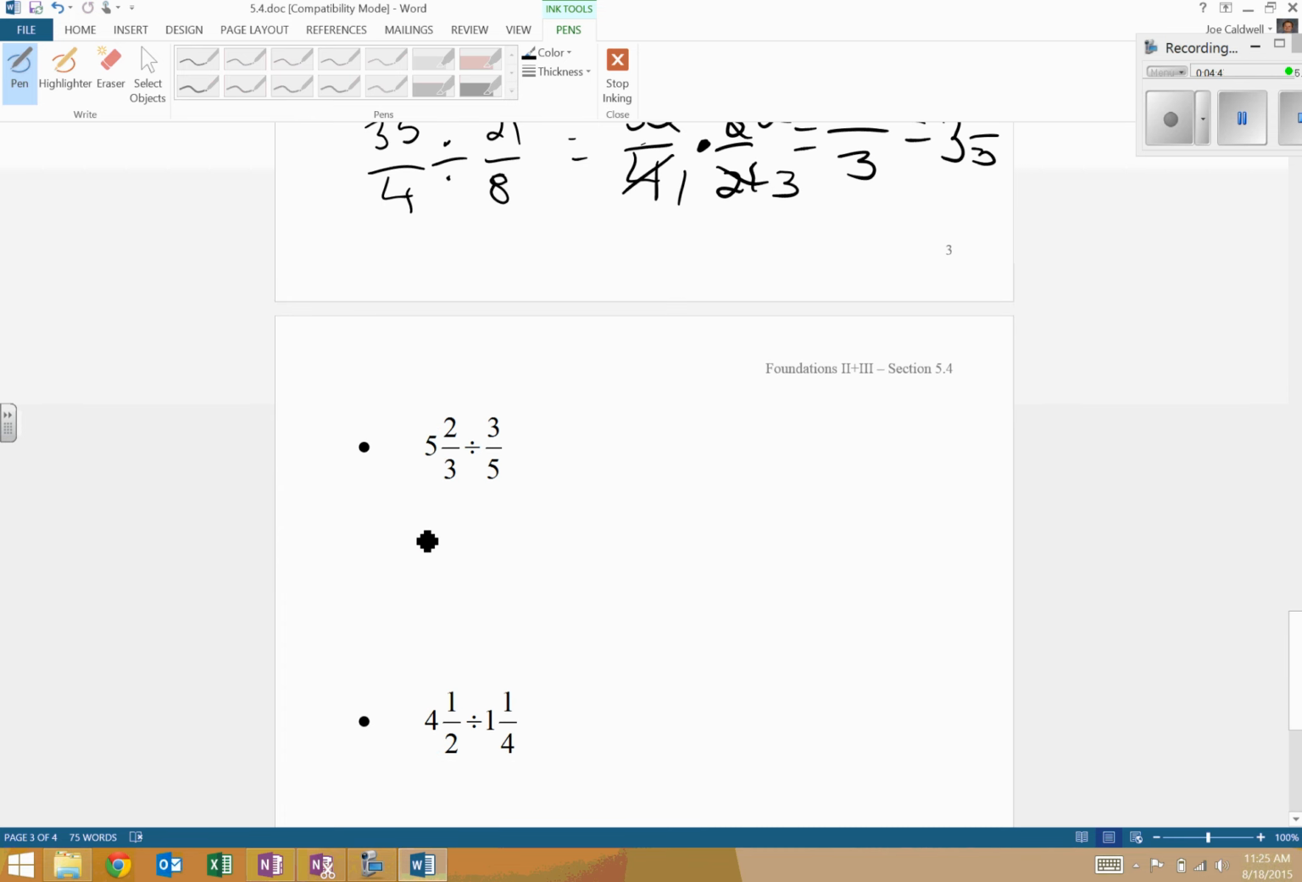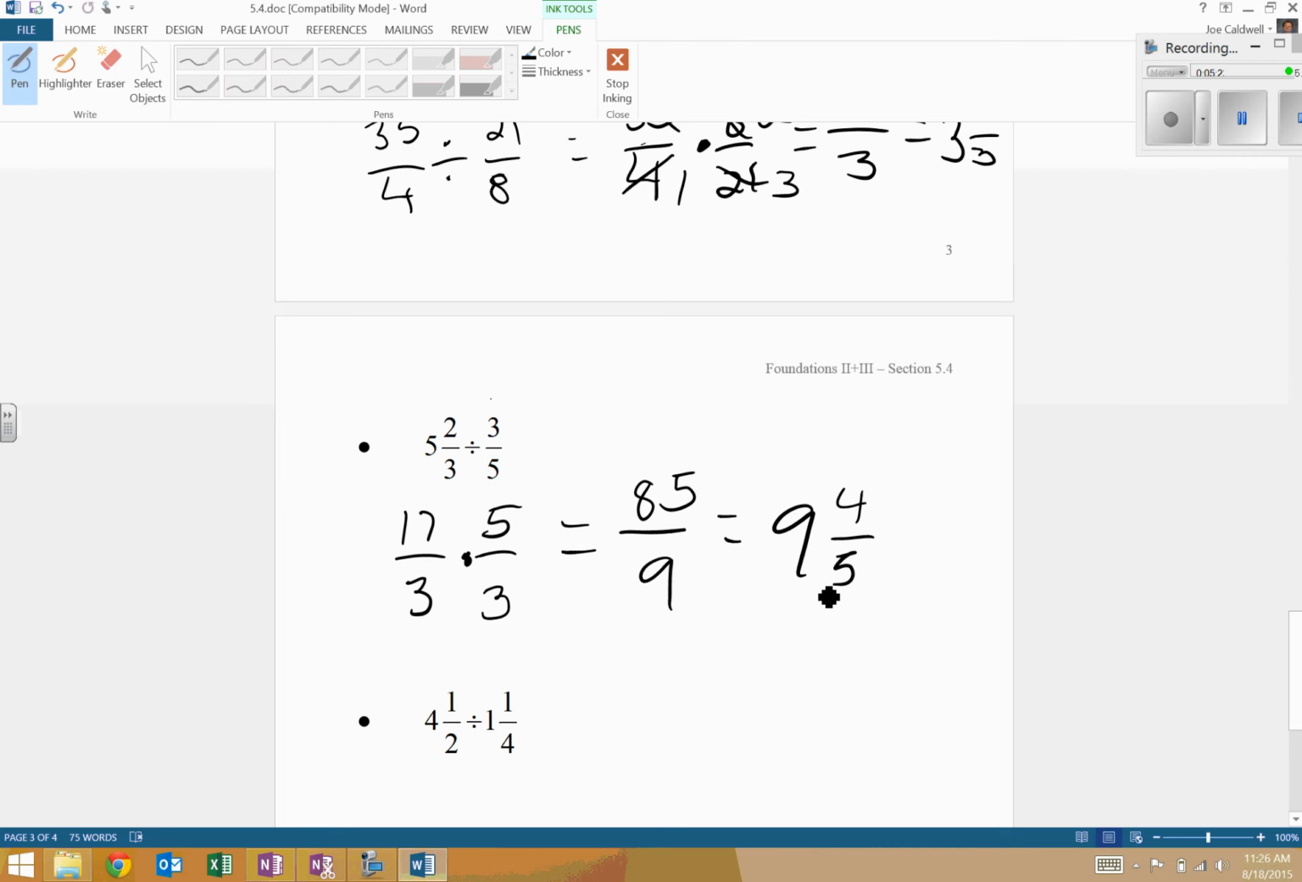So 5 times 3 plus 2 is 17 over 3. I'm going to leave that division sign for, well, actually we could go ahead and flip since this is not a mixed number. 5/3, and we have 9, and we have 85. 9 goes into 85 9 times, with a remainder of 4. And there is your answer.